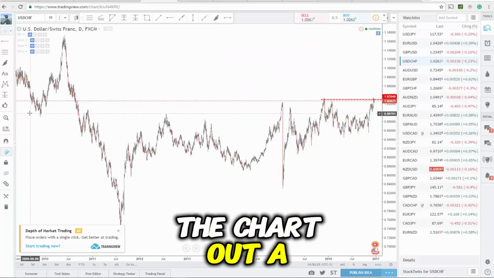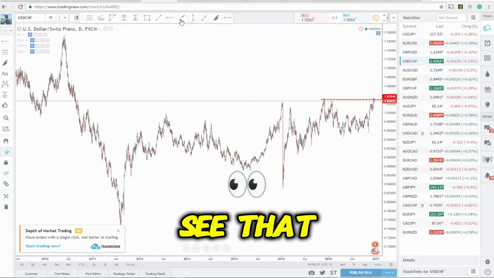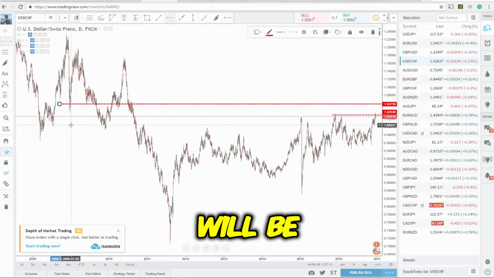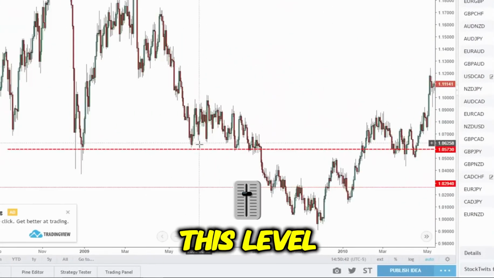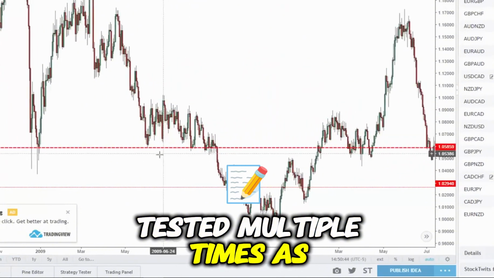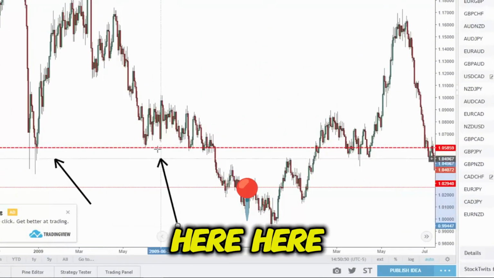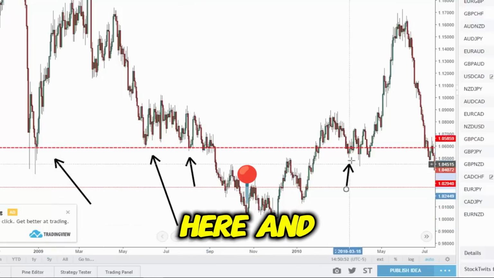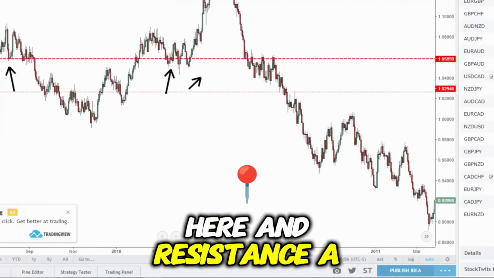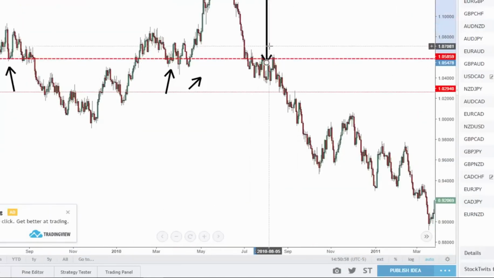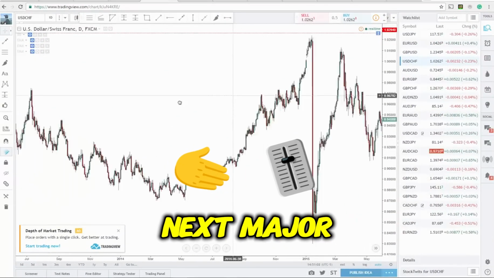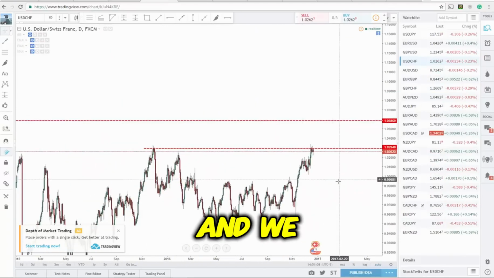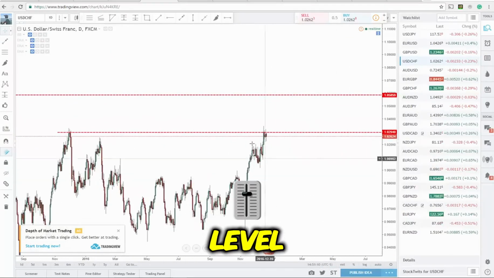And if I zoom the chart out a little more, the next level I see that has some significance will be right in there. As you can see, this level tested multiple times as support throughout the past here, here, here, here, and resistance a few times here. So that being the case, that will be my next major level of resistance, and we are pretty far away from that level at this point.